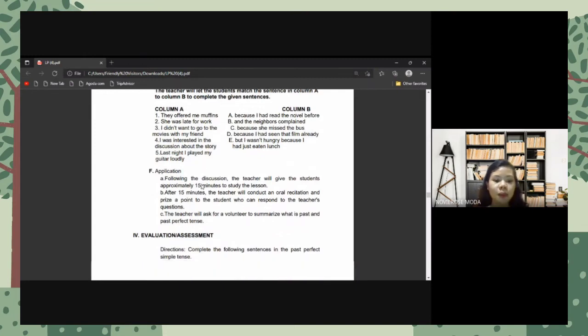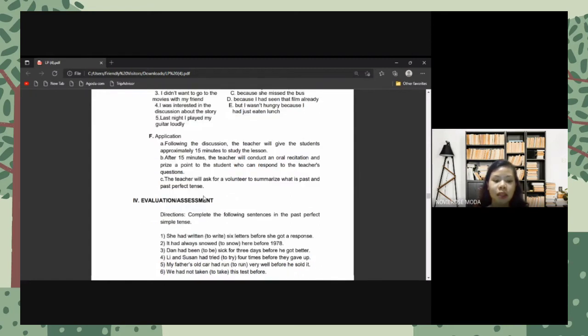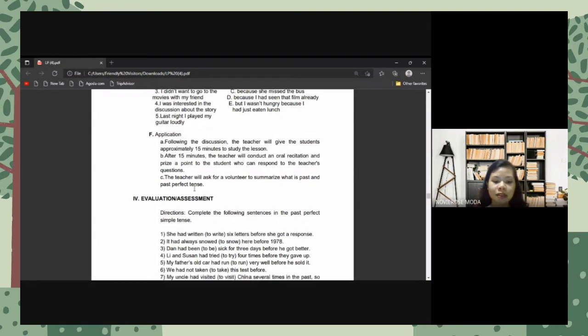And for our application, following the discussion, the teacher will give the students approximately 15 minutes to study the lesson. After the 15 minutes, the teacher will conduct an oral recitation and award a point to the students who could respond to the teacher's question. And the teacher will ask a volunteer to summarize what the past and past perfect tense are.